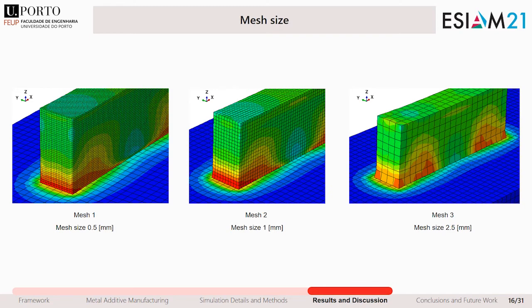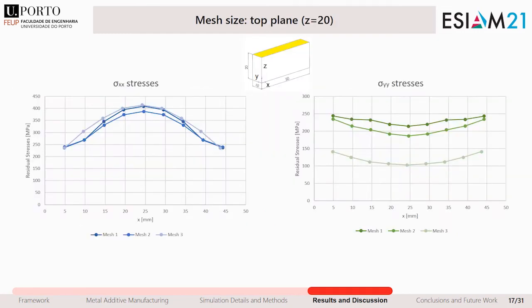This slide illustrates, for the block simulation, a qualitative view of the influence of the mesh size on the residual stresses, being clear that coarse meshes may impact significantly the quality of the results. Regarding the residual stresses, they were computed for the block attached to the build plate. In this slide, one shows how the mesh size influences the residual stresses on the top plane of the block.